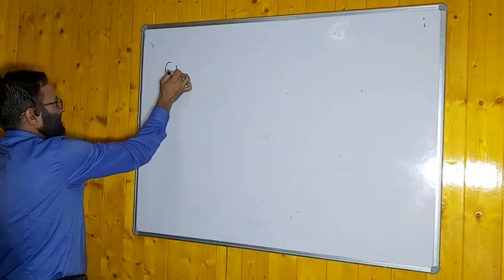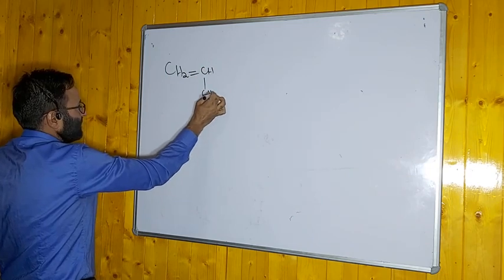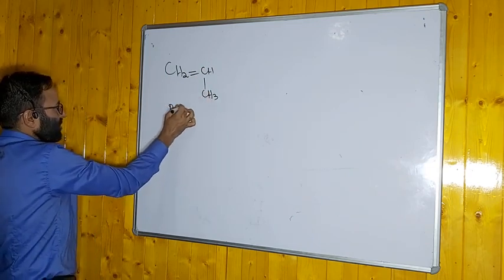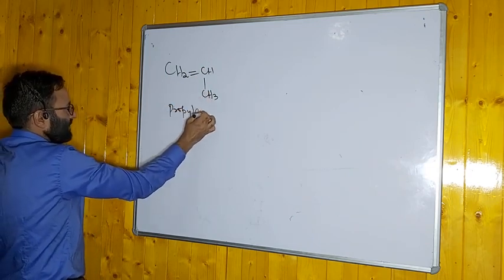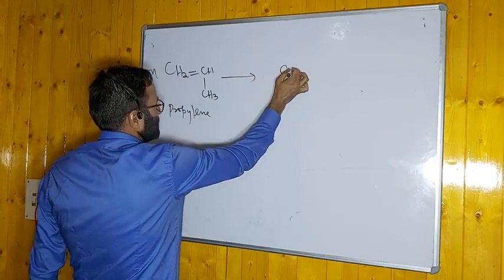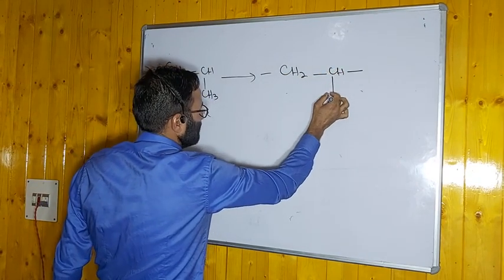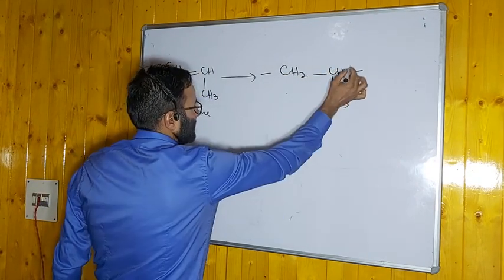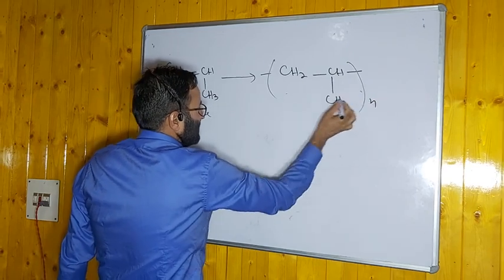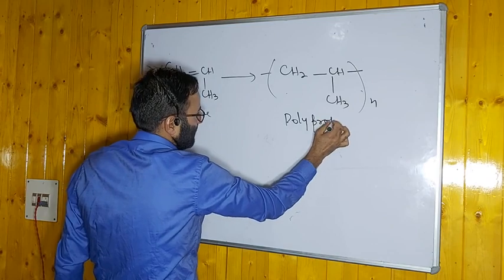Propylene is this one, CH2=CH-CH3. This is propene, and the common name is propylene. If it is n times, valencies will be created, you know the mechanism, and it will polymerize. It is polypropylene.